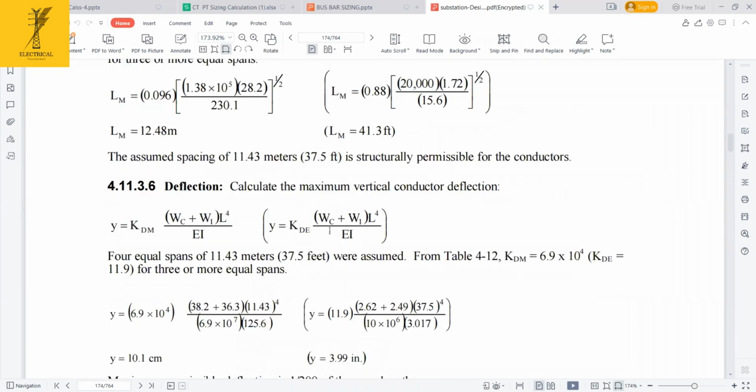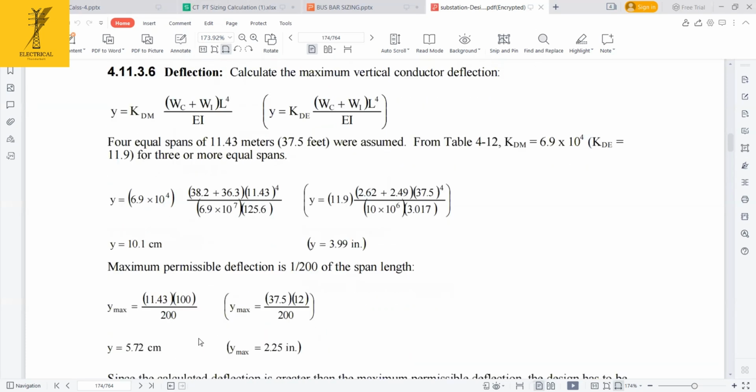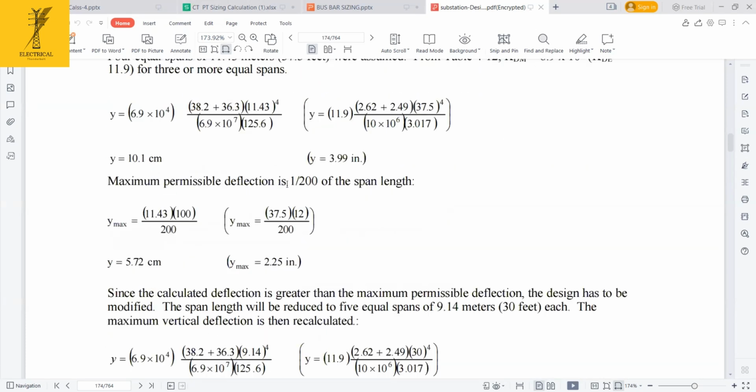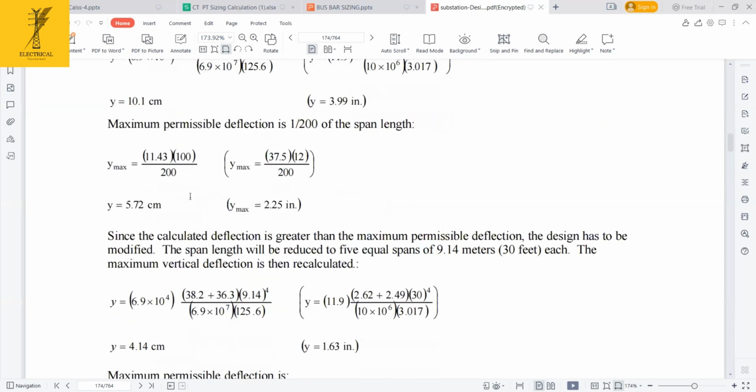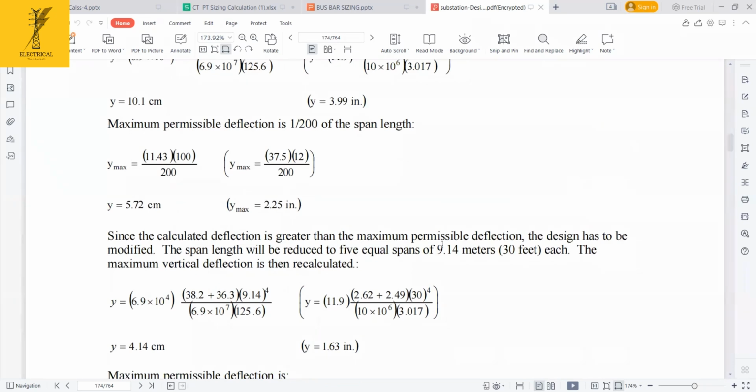But maybe due to the wind loading and the conductor weight, there might be a deflection from the top. The conductor may bend or move, so such cases will occur. Generally, as per the guidelines, the maximum permissible deflection is 1/200 of the span length. So it is not attainable with 11.43. So now I decreased the span length.